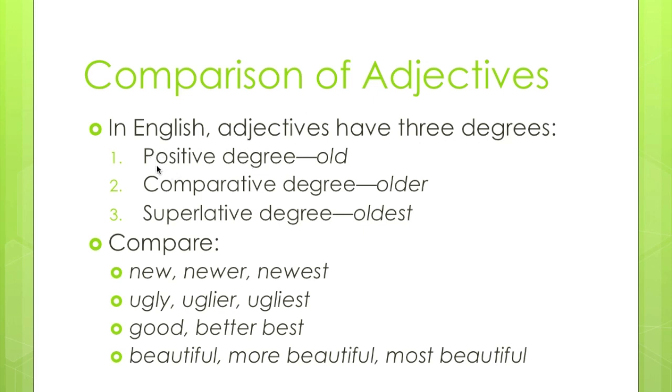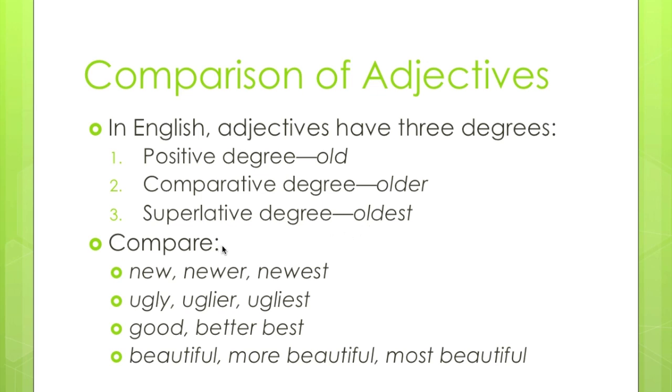For instance, the positive degree, which is the normal form of the adjective, for instance, old. The comparative degree, which typically in English ends in er, older, and the superlative degree, the form in English that typically ends in est, oldest.